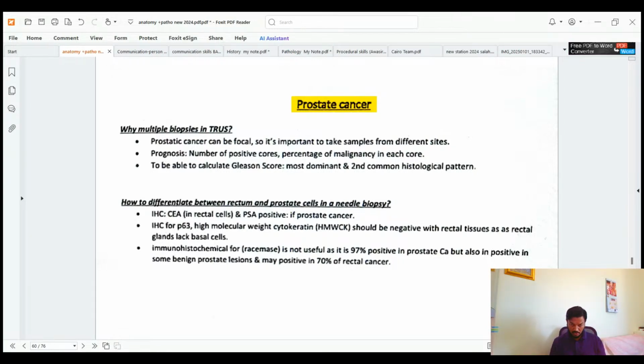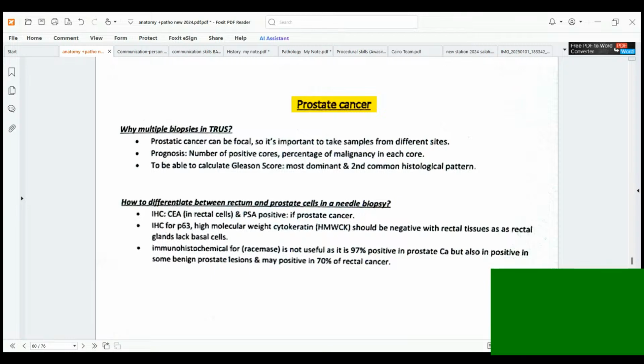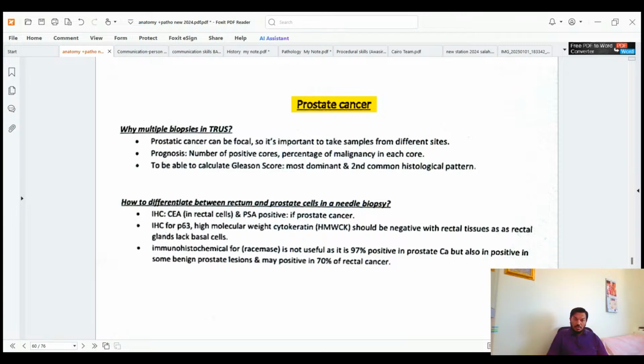So it is important to take samples from different sites. Prognosis: number of positive cores, percentages of malignancy in each core, to be able to calculate Gleason's score, the most dominant and second most common pattern.